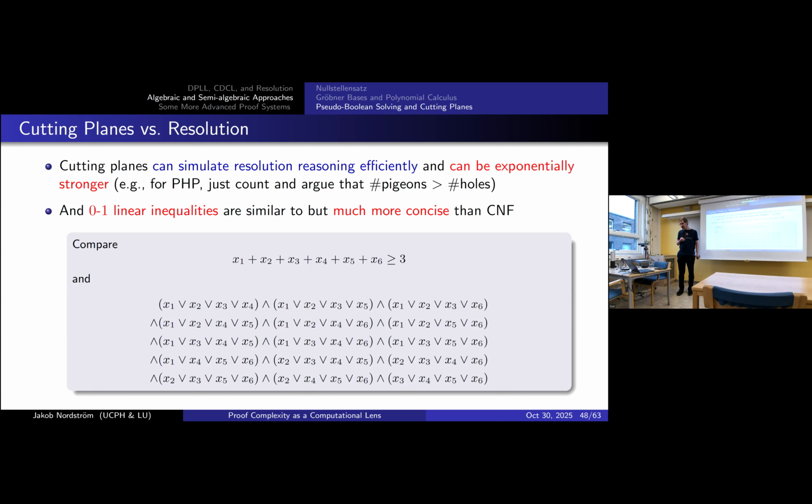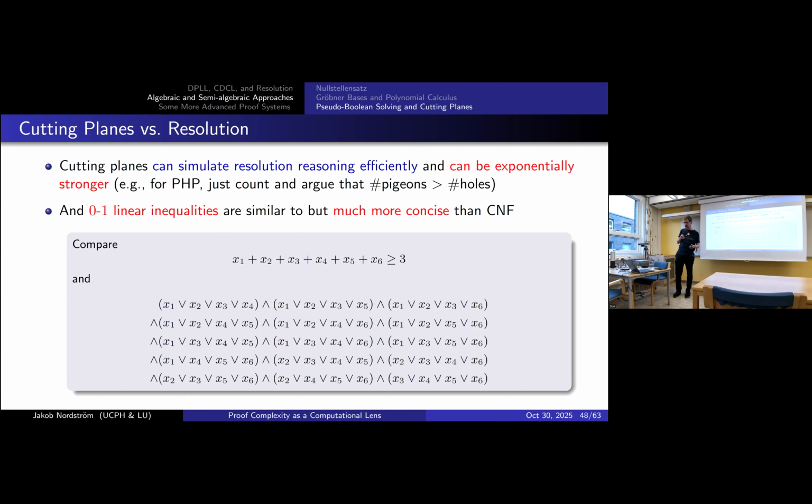And cutting planes is nice because 0-1 linear inequalities are, on the one hand, a sort of similar object to clauses, but they're much more concise. For instance, if I want to say that summing up 6 variables, the sum is at least 3, with a linear inequality I just write what I just said, whereas for a CNF encoding, you get something like this, which is a bit bigger. And in general, if I want to say I have a sum of n variables out of which n/2 are true, then unless I do something smart, the CNF representation will just explode exponentially. Whereas I can just write it as a single so-called cardinality constraint if I have 0-1 linear inequalities.